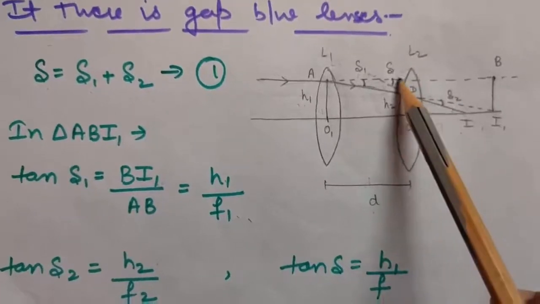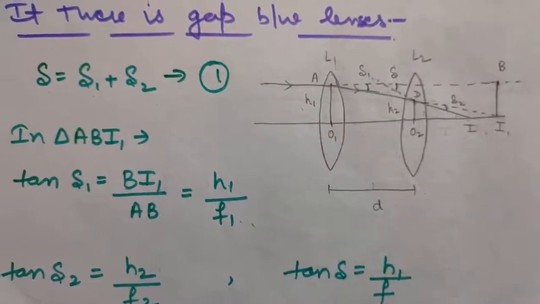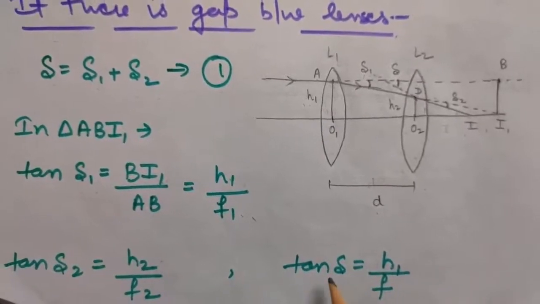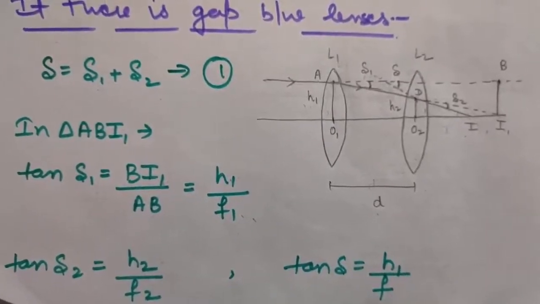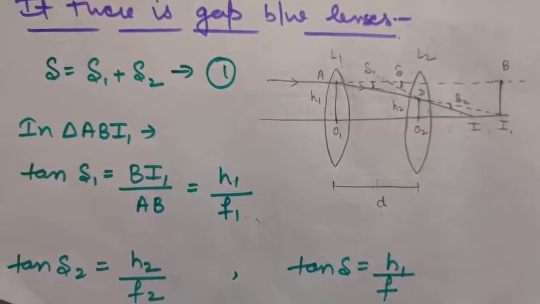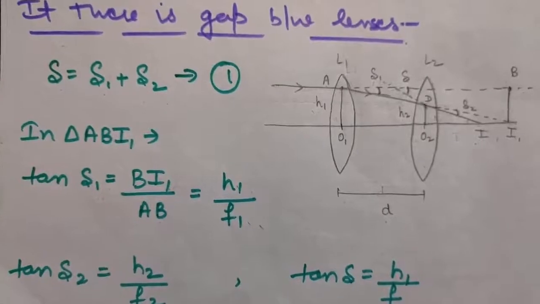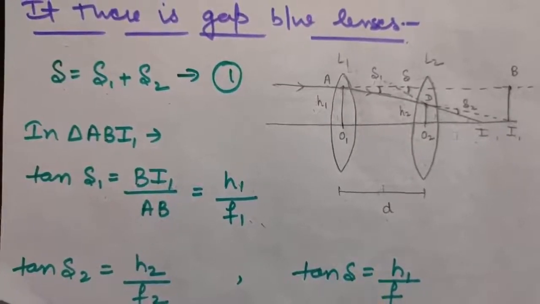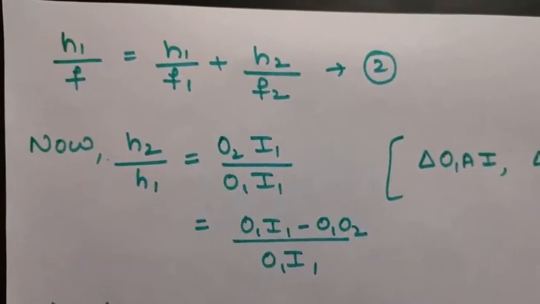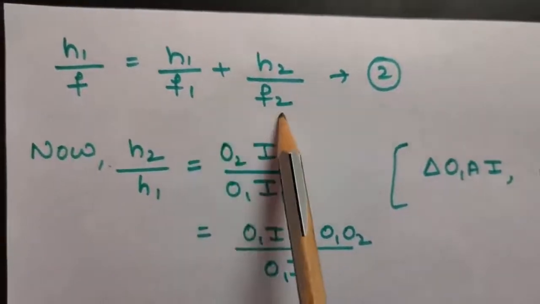Why H1? Because δ is this, so for that the perpendicular will be this, so this will be H1. Okay, so tan δ1 is H1 upon F1, tan δ2 is H2 upon F2, and tan δ is H1 upon F. Now suppose the angles of deviation are very small. Then tan δ1 is nearly equal to δ1, tan δ2 is nearly equal to δ2, and similarly tan δ is nearly equal to δ. So from equation 1, δ equals δ1 plus δ2. Therefore H1 upon F will be equal to H1 upon F1 plus H2 upon F2.